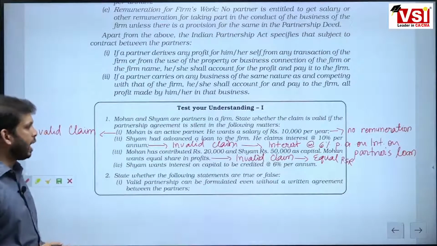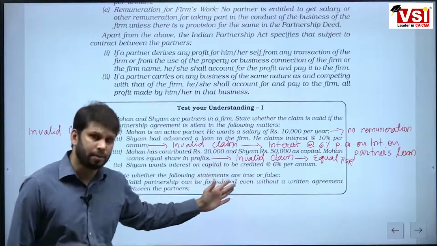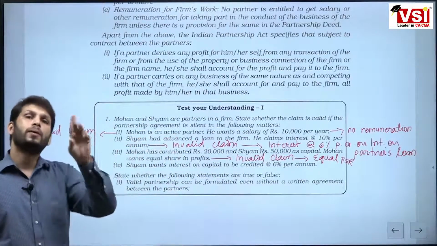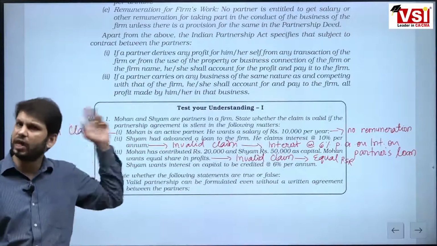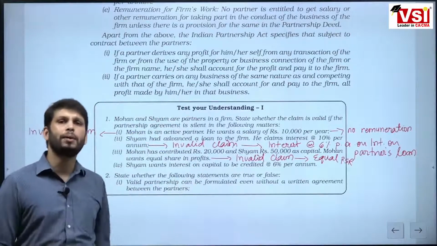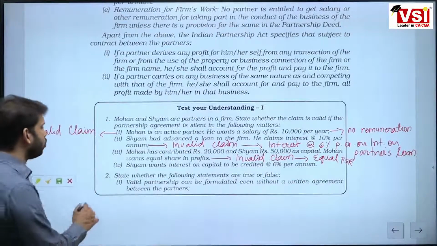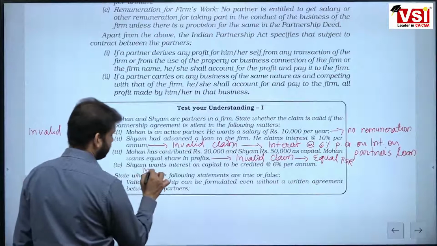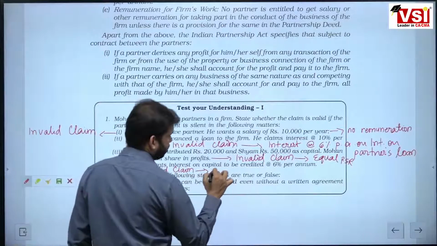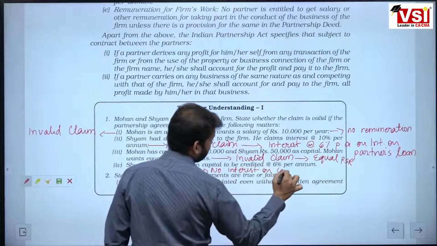And Shyam wants interest on capital to be credited at 6% per annum. Shyam would have got 6% per annum interest on capital had there been any mention about provision of interest on capital. Even if there was no rate, then Shyam would have got 6%. But the agreement is totally silent about whether to give interest on capital or not. So we learned that no interest on capital, invalid claim, no interest on capital.